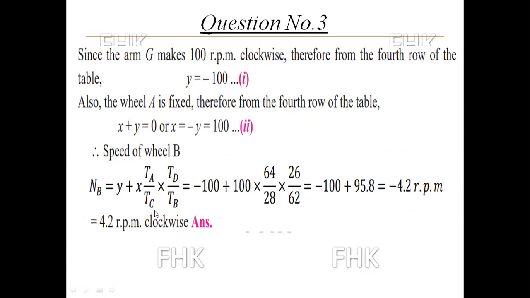Putting the values of the number of teeth of A, D, C, B, given here as 64 and 26, and the number of teeth on C and B as 28 and 62. By solving this equation, the speed of B we are getting here is minus 4.2 rpm. So the speed is not negative; the sign indicates the direction. So the speed of B is 4.2 rpm, and the minus sign indicates clockwise. This is our assumption: 4.2 rpm clockwise.